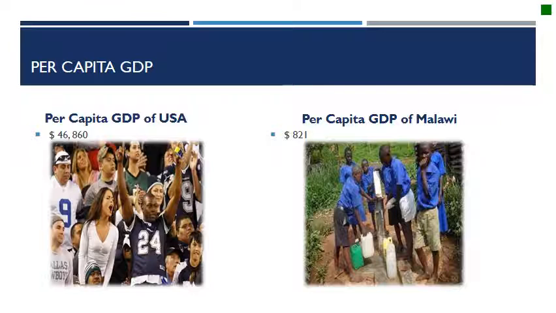Now when we compare per capita GDP in the countries of USA and Malawi, as you can see in USA, the per capita GDP would be $46,860 versus Malawi, which is $821. Now, if you think about it, what would be some of the challenges living in Malawi?